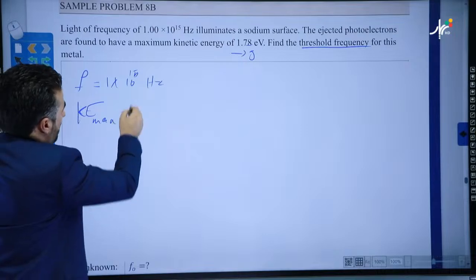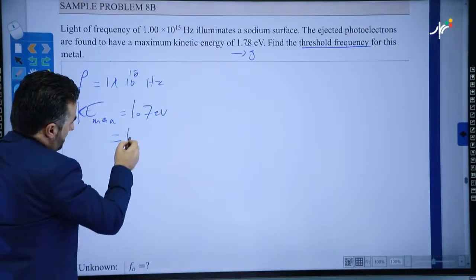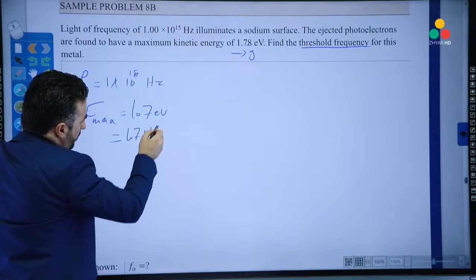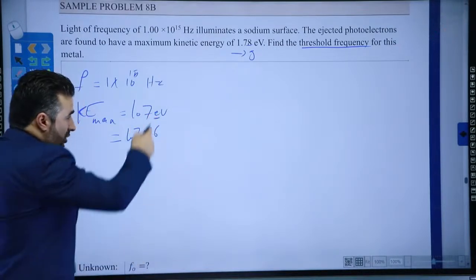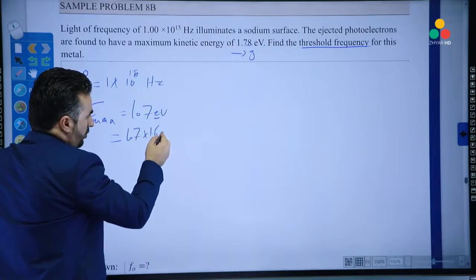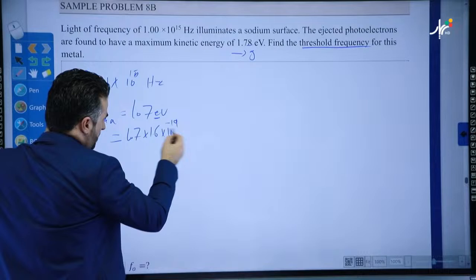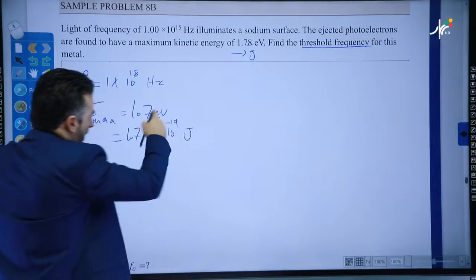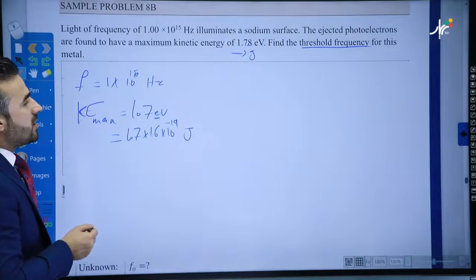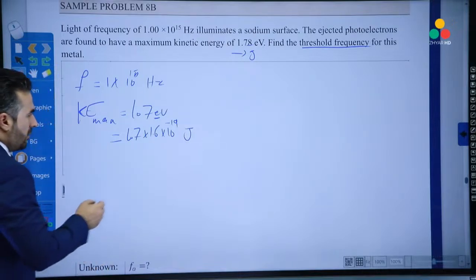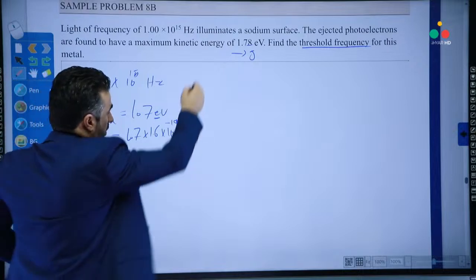It is 1.78 electron volt, but we're not going to use electron volt. So we'll say 1.78 times 1.6 times 10 to the power negative 19, the charge of an electron. You do know this one. By doing this, you will be converting electron volt to joules. And next, it says find the threshold frequency. So how do we find the threshold frequency? We'll have to get a calculator and find this value in joules.